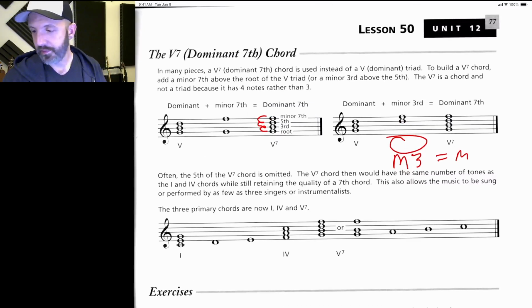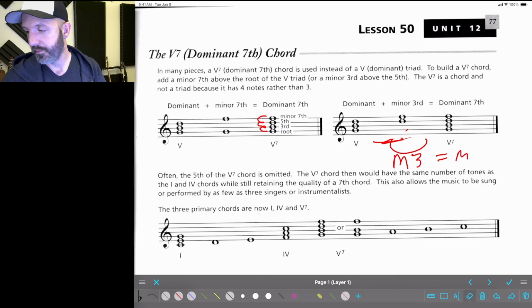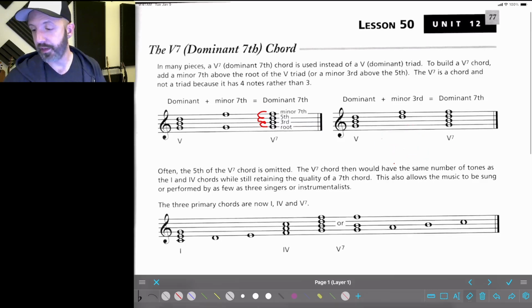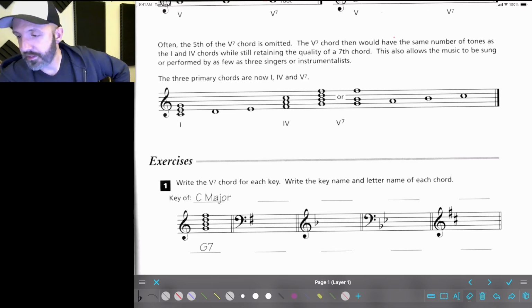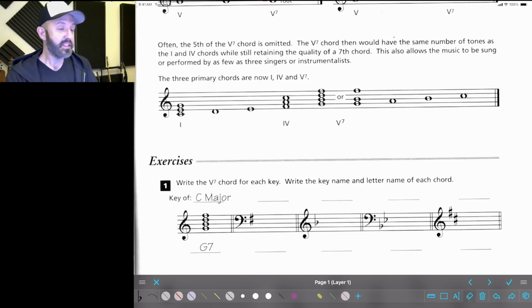Same deal. Dominant plus a minor seventh, or a dominant plus a minor third on top. Those are two different ideas. Often the fifth of the seventh chord is omitted. The 5-7 chord then would have the same number of tones as the 3 and 4 chords while still retaining the quality of the chord. So yeah, that's a common thing, especially in guitar.